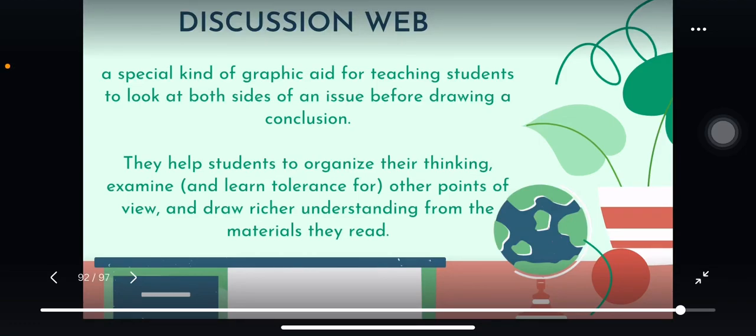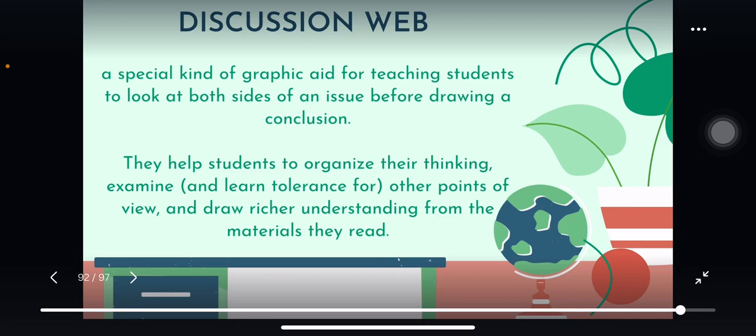Hi guys, today I'm going to discuss the other graphic organizers. I have four organizers which I will discuss today. These are graphic aids that teachers use for doing some work or activity work with their students. So let's start here with the discussion web.